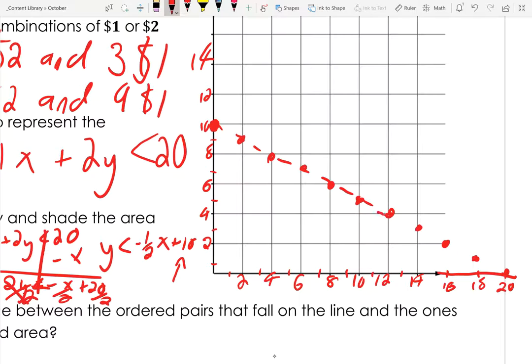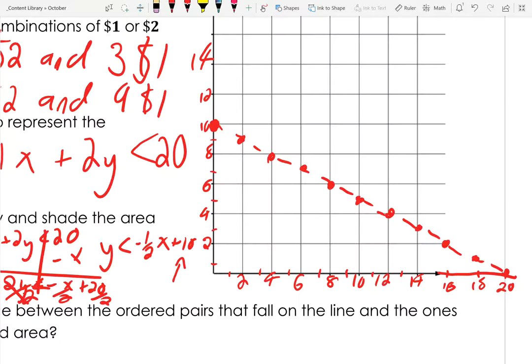What this dotted line indicates to us is that we can spend up to that line, but we can't actually include any of the points on that line. So all these little points that I placed are not actually going to be solutions to the system. They're only on the barrier, on the edge, because everything on this line would be exactly $20, but we're not allowed to spend exactly $20. We're only allowed to spend less than that. So the dotted line indicates that it's not equal to $20.